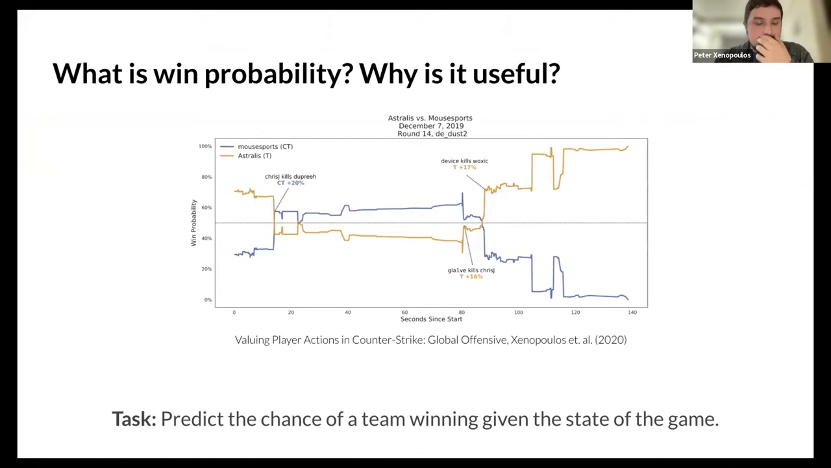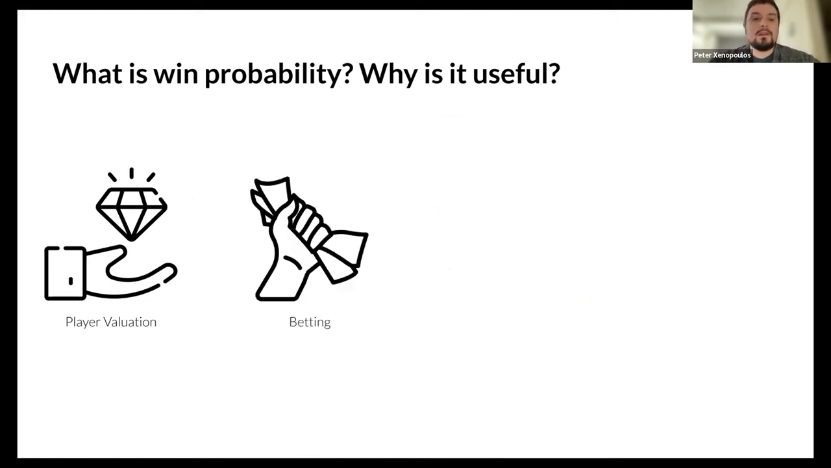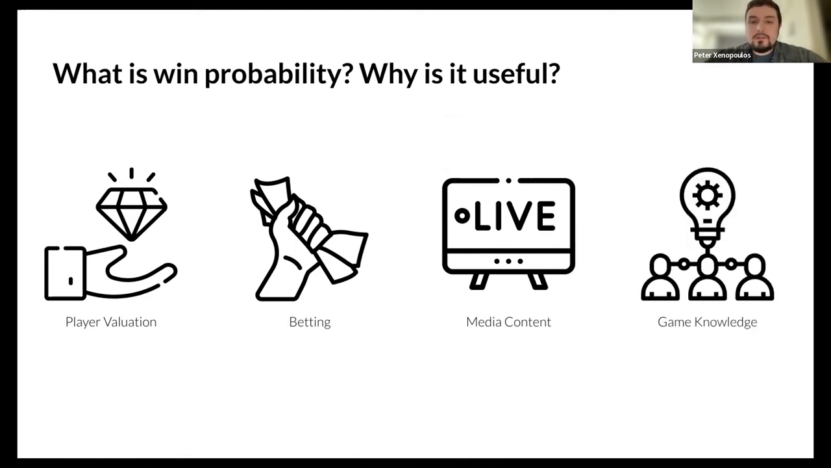So what we see here is an image of win probability and how it changes over the course of a CSGO round. We have the two sides in orange and blue. And win probability is useful for a variety of reasons. First and foremost, it can be used for player evaluation. There's quite a few papers, both in conventional sports and now also esports, that use this idea. It's also directly useful for sports betting. You also start to see some of the statistical content on live streams and on broadcasts, because this content is pretty sought after by fans. And it's also useful for understanding the game itself. And that's what we're going to be focusing on in the talk today.